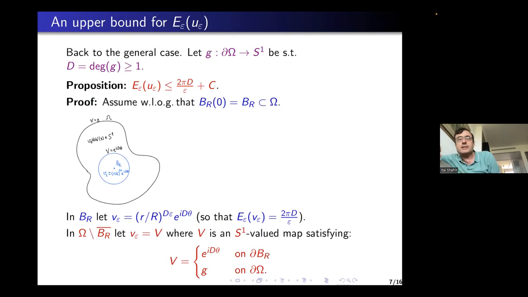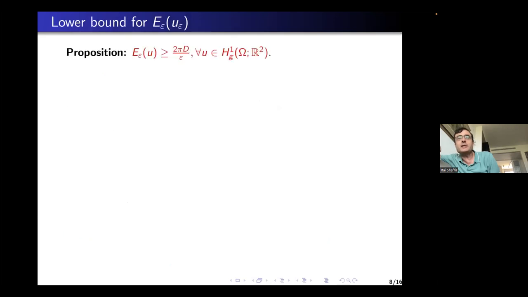Now it turns out that the lower bound, which in many problems is not obvious, is quite easy to get in our case, in the general case. I will show you this in a moment. And I claim that we have this lower bound that is valid in all cases, 2 pi d over epsilon.